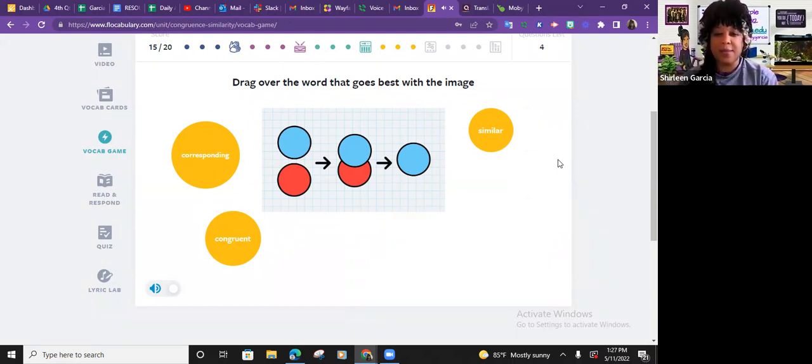All right, drag the word that belongs to this picture. What's going on there? What did they show us with this? Was that an example of corresponding, congruent, or similar?